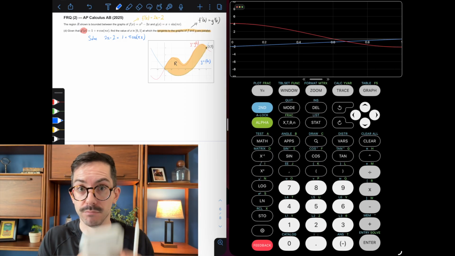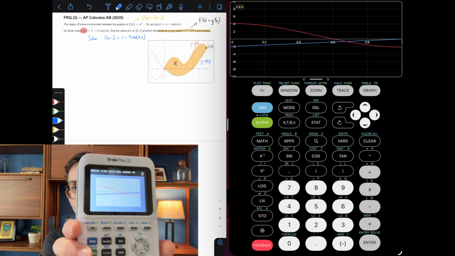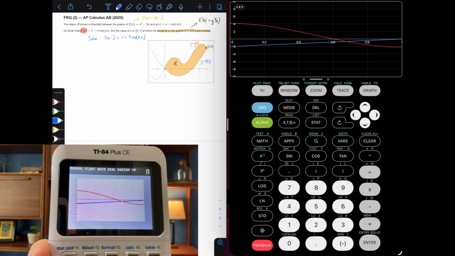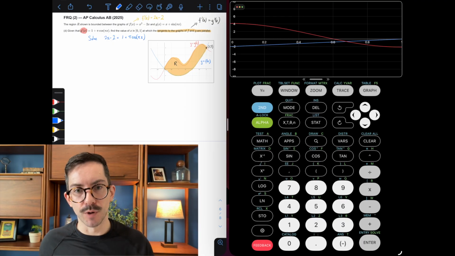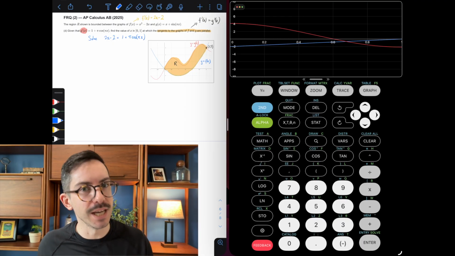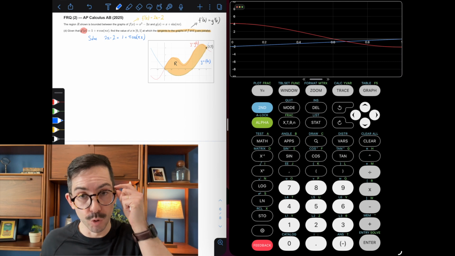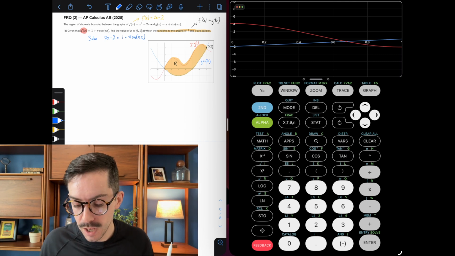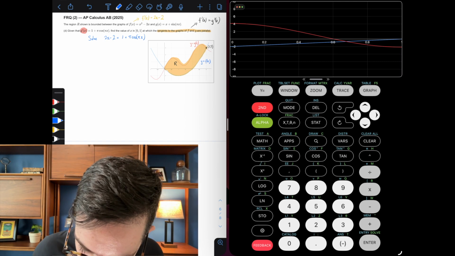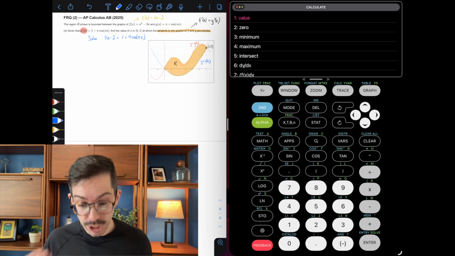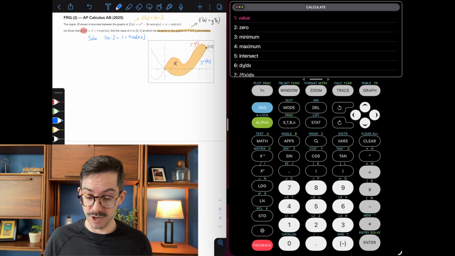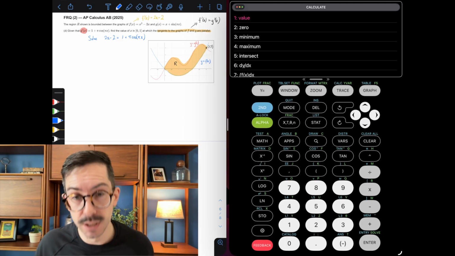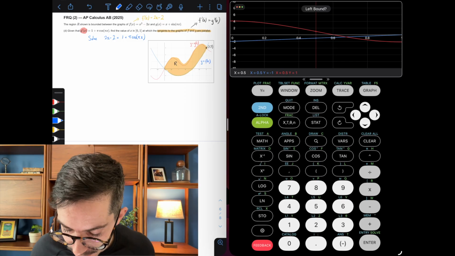If I do this on my physical calculator like you've got, you'll see a similar sort of setup here. So these are the rules I've got for f prime and g prime. I want to find that intersection point because that will tell me where the slopes of the tangents are equal. So how do we do that? Well, hit second trace. I want to do a calculation. Bring up the calculate menu. It's going to be entry number 5 to calculate an intersection point. So in my calculator app, I hit 5.